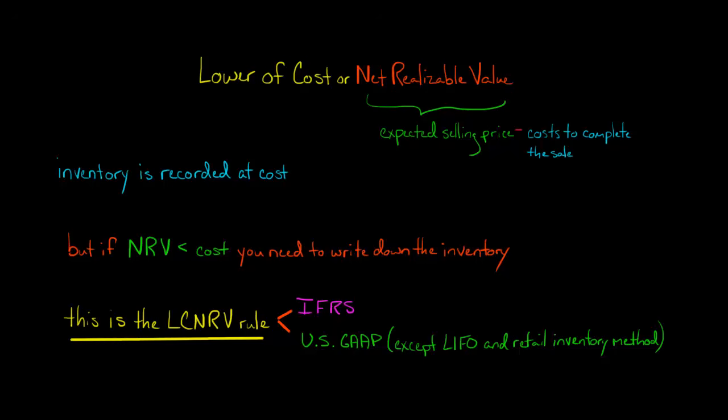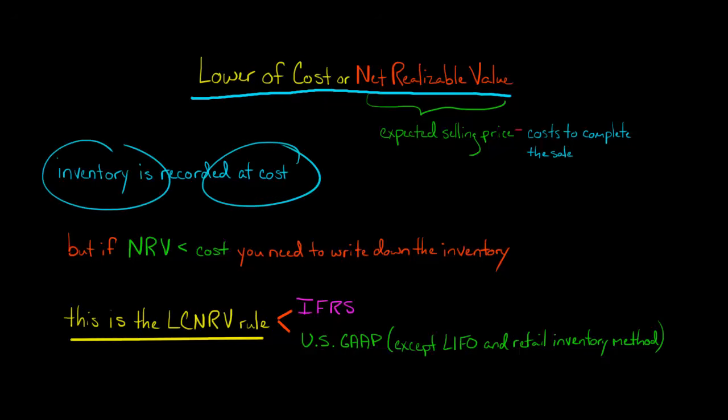In this video, we're going to discuss the lower of cost or net realizable value rule. This has to do with inventory, and generally we put inventory on the balance sheet at cost. So if you pay $80 for some inventory, let's say you're a retailer, it's going to go on your balance sheet at $80. Unless at some point in the future we see that the net realizable value of that inventory is lower than the cost.